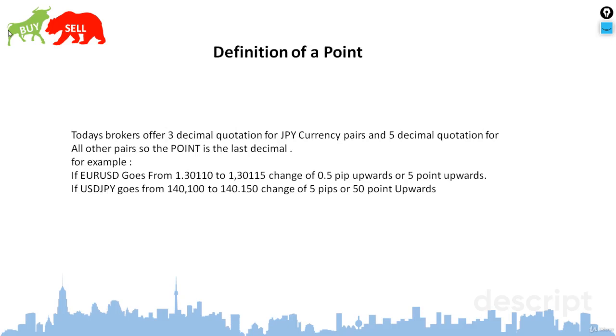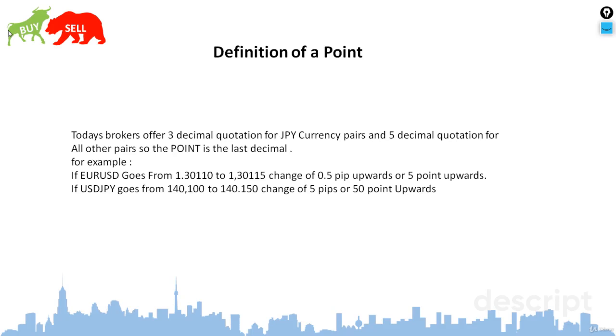Definition of a point. Today's brokers offer 3 decimal quotation for JPY currency pairs and 5 decimal quotation for all other pairs, so the point is the last decimal. For example, if EUR USD goes from 1.30110 to 1.30150, that is a change of 0.5 pip upward, or 5 points upward.